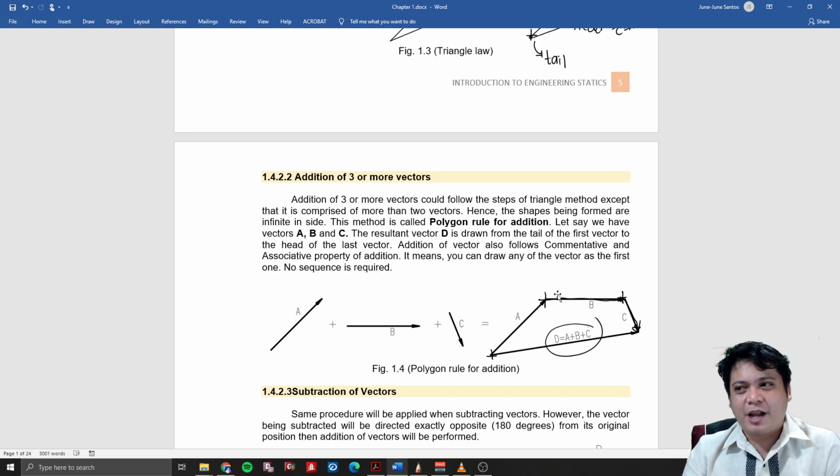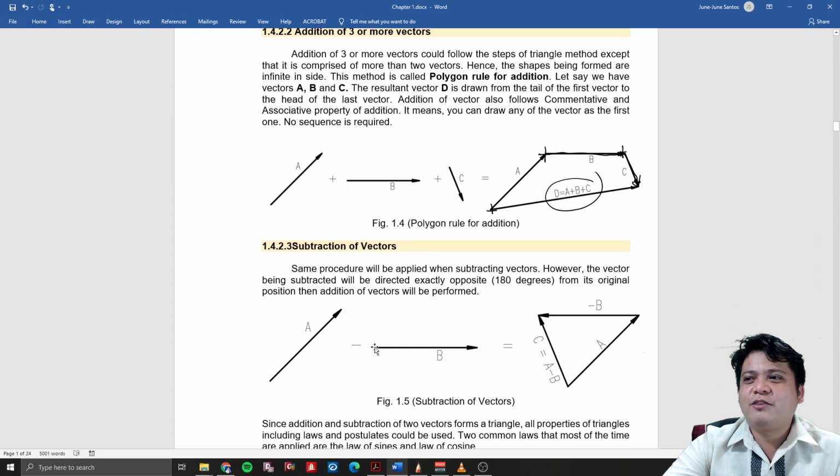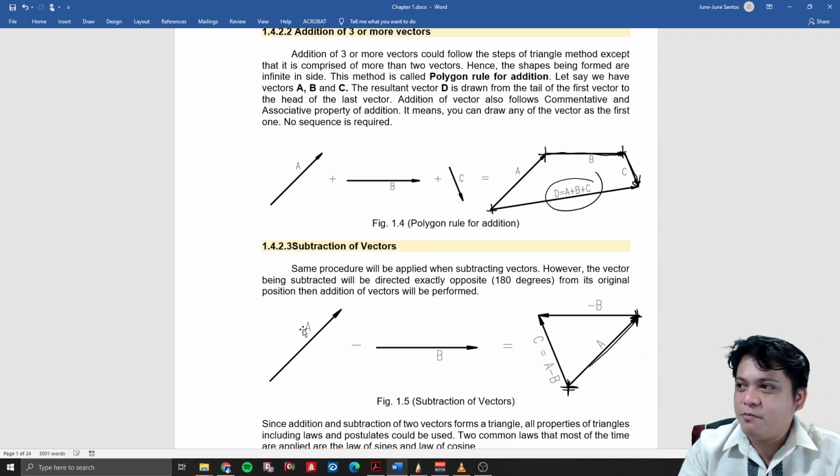So, that is for the addition. When it comes to subtraction, okay, same thing lang yun. Para lang din yung addition. Kaya lang, ang gagawin natin, kunwari, vector A, dinrawing ko si vector A. So, I draw the vector A. So, ito yung origin ko. Okay, so dinrawing ko si vector A. And then from here, magdodrawing ulit ako ng vector B.